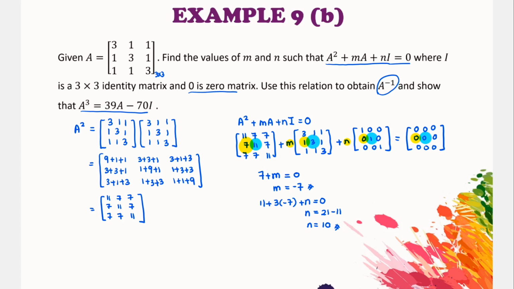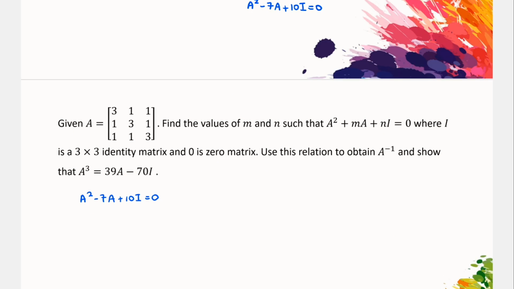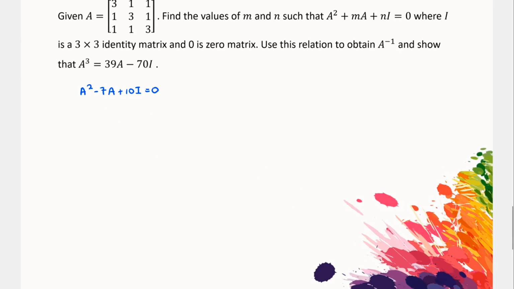So let me rewrite it again. A squared minus 7A plus 10I is equal to 0. So this is the relation that we obtain. Now we can answer the second part, which is use the relation to find the inverse of matrix A. Still on the same question. So how are we going to find A inverse by using this relation?